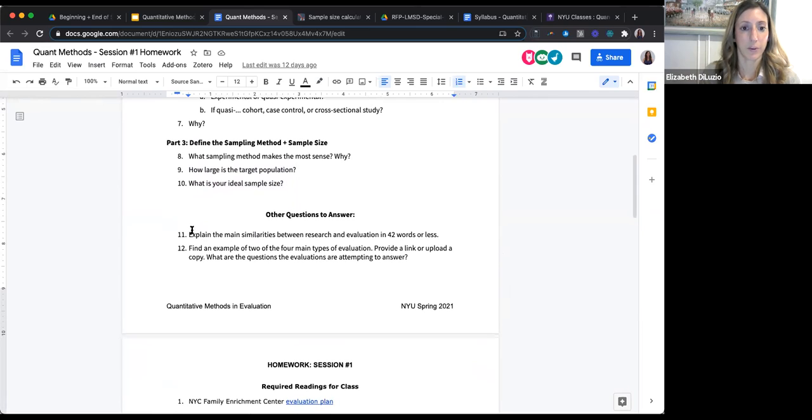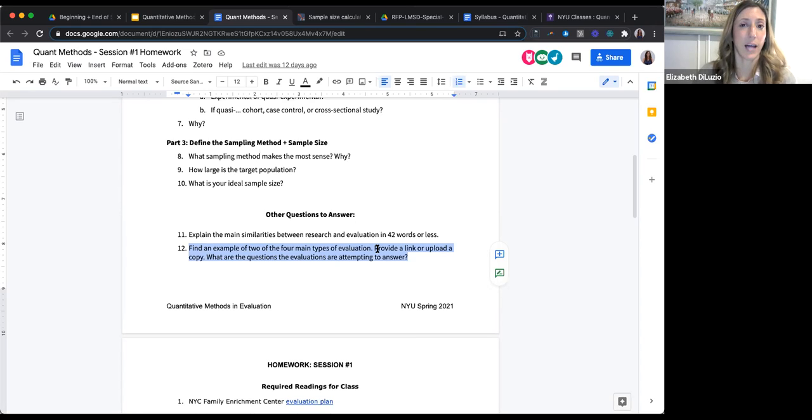And then there are a couple of other questions to answer. Number 1, explain the main similarities between research and evaluation in 42 words or less. No rhyme or reason for 42, just because that's what it is. And then 2, find an example of 2 of the 4 main types of evaluation. Provide a link or upload a copy. And what are the questions the evaluation attempts to answer?